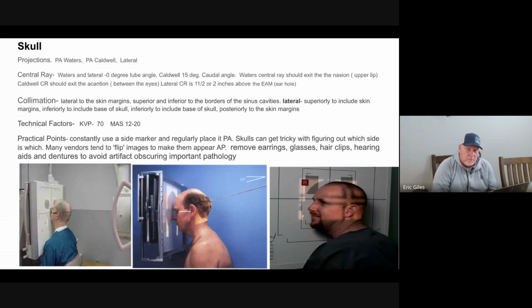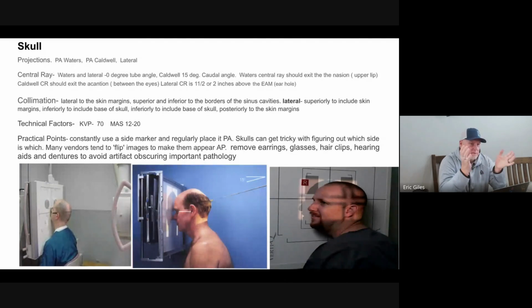With skull work, it's not where the central ray goes in, it's where it exits. So we're going to angle our tube 15 degrees caudal, so 15 degrees down. It's going to hit the back of the head, go through the head and exit the upper lip. If that line exits your acanthion or your upper lip, you are in good shape. You just need to collimate to include the skull. Now with skull work, it's all about collimation. You're going to pretty much use these same positioning things, but you're collimating to the part that you're looking at.